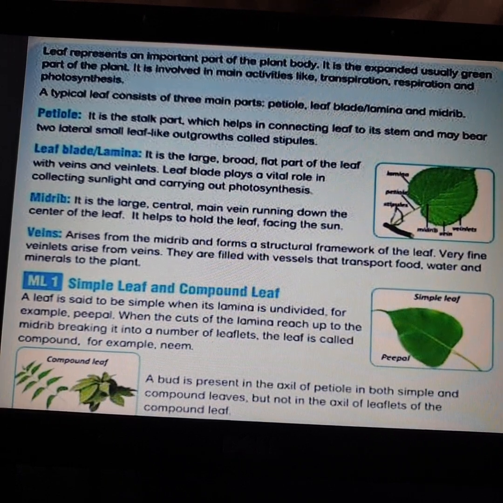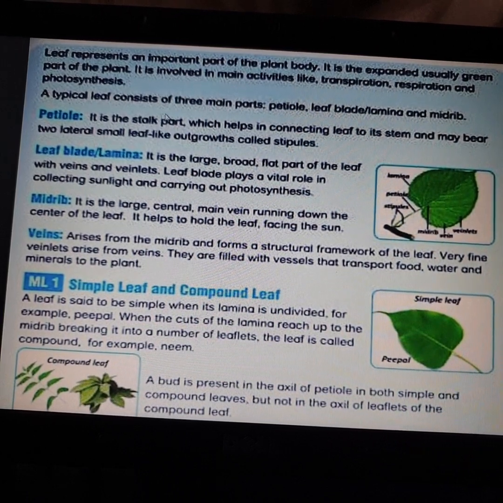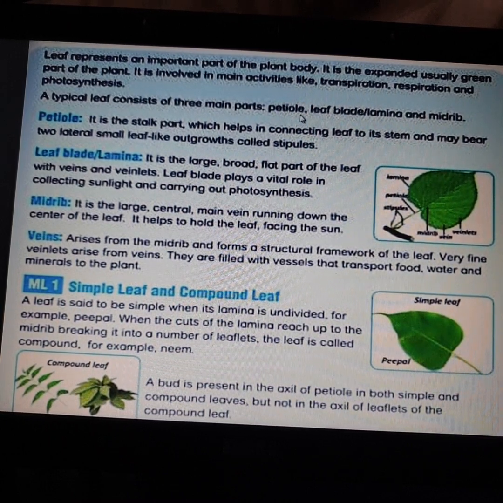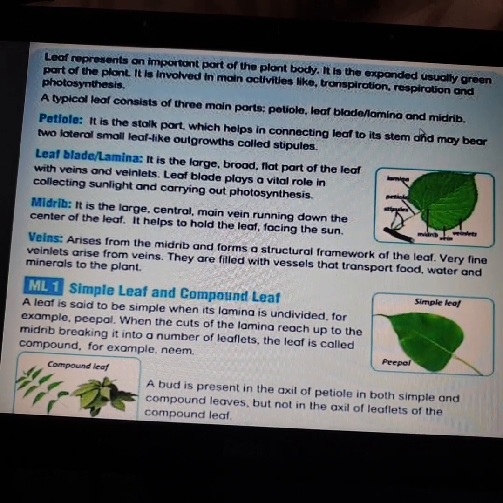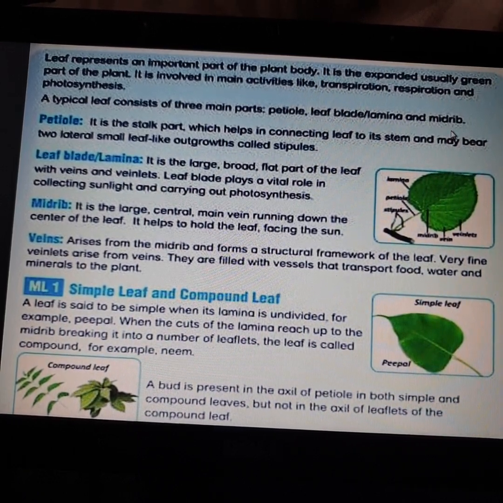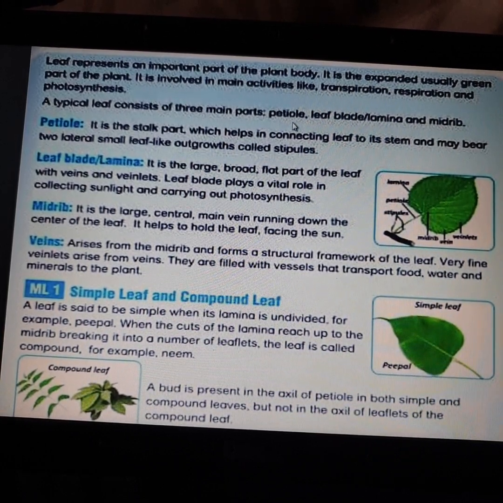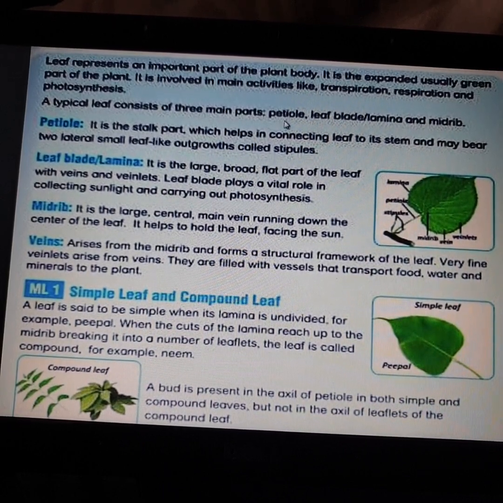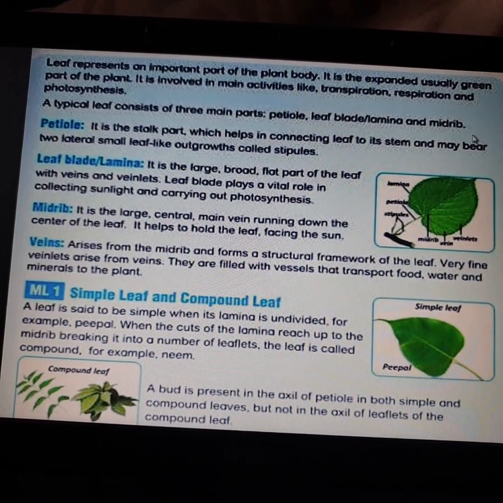Now, we have seen the leaf in each and every plant. Now, a typical leaf consists of three main parts, that is, petiole, leaf blade, or we can call it lamina, and midrib. These are the three important parts of a leaf. Once again, the three important parts of the leaf are petiole, leaf blade, and midrib.